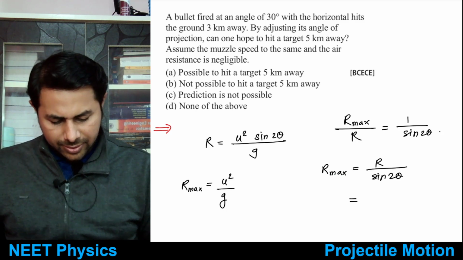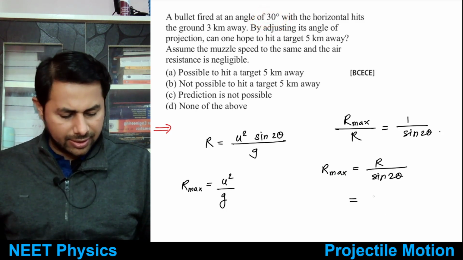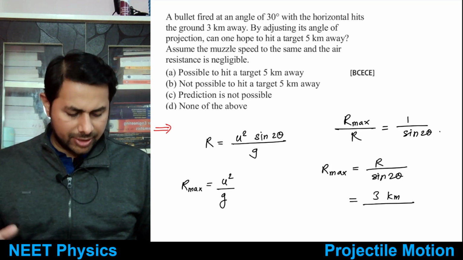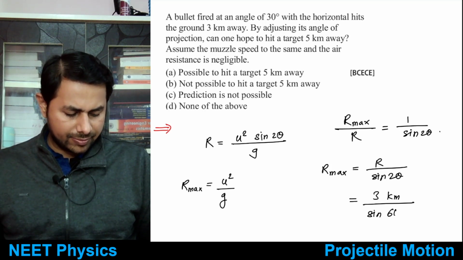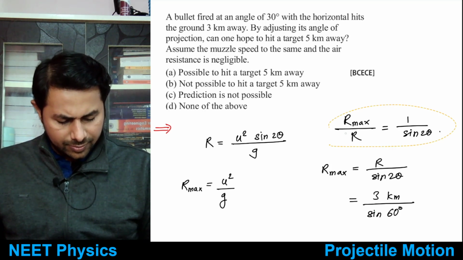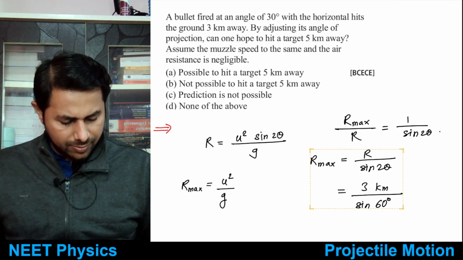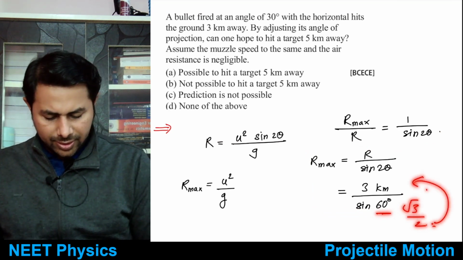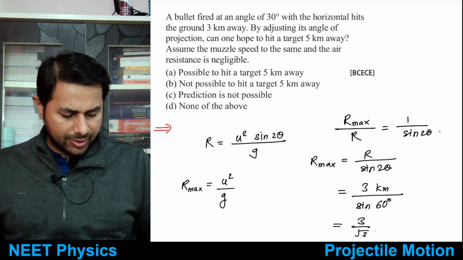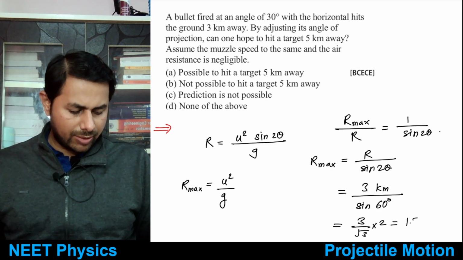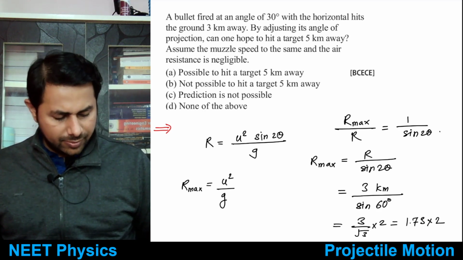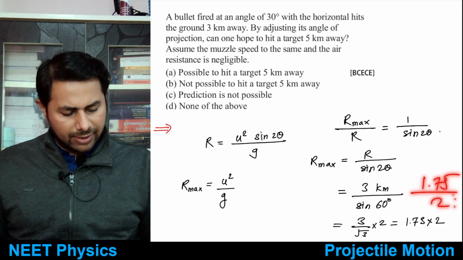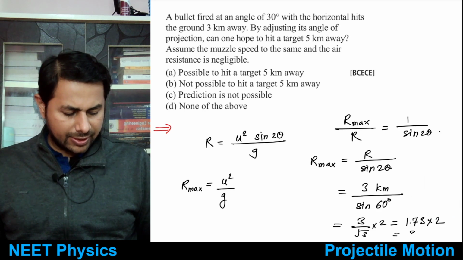So just put that. What is the angle? It's 30 degrees. So R is equal to 3 kilometers, right? 3 kilometers divided by, let's keep it in kilometers only, sin 2θ means sin of 60 degrees. How much is that? Sin 60 is root 3 by 2. Take the 2 in the numerator. So the answer will be 3 divided by root 3 into 2, that is root 3 times 2. So 1.73 times 2, right? That is something like 3.5. So near about 3.5 kilometers.